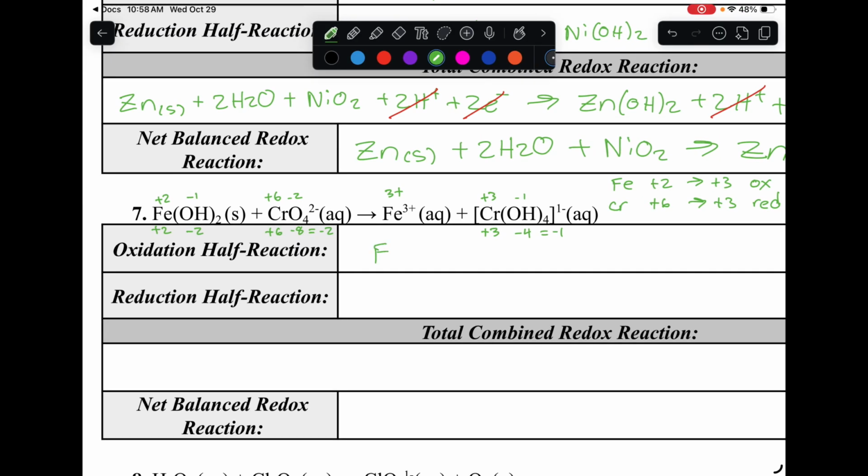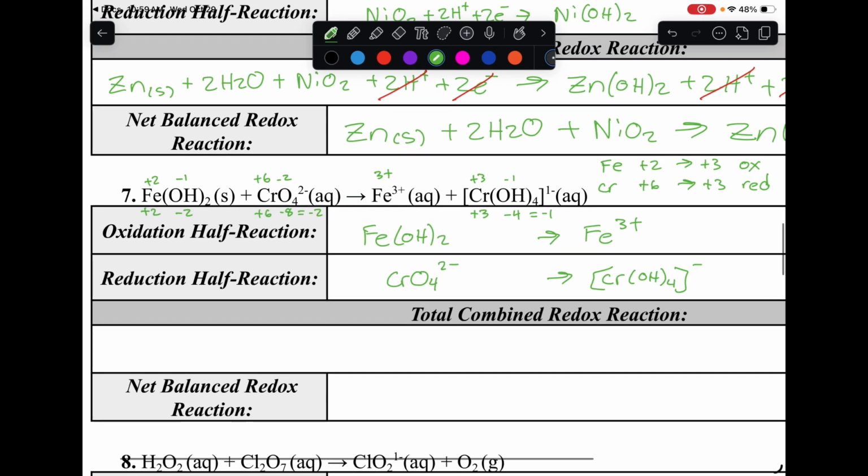All right, oxidation half. We have iron hydroxide turns into iron 3+. The reduction half, so far we have chromium and then our chromium hydroxide that has a negative charge. All right, the iron is already balanced in the oxidation half.